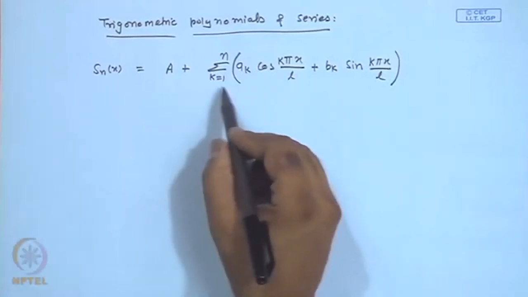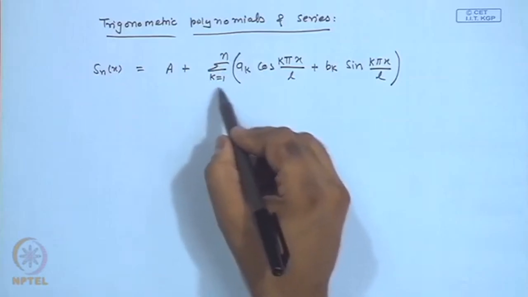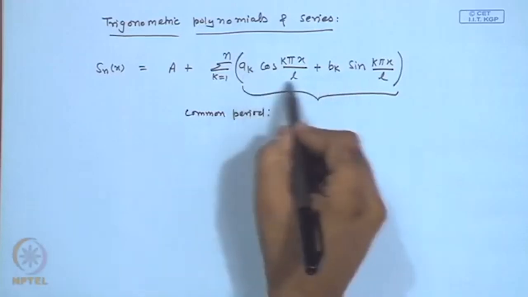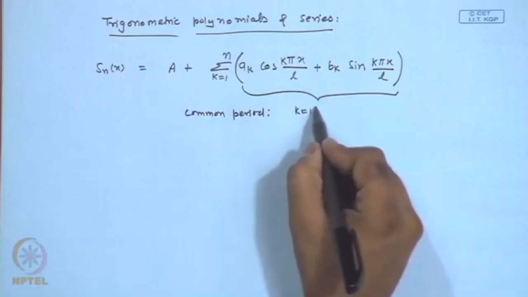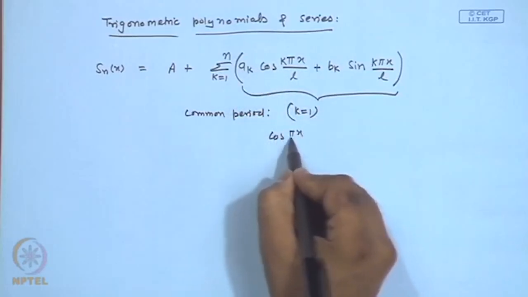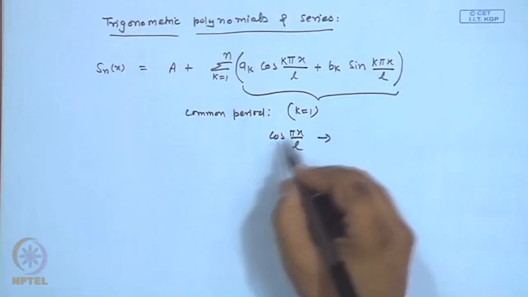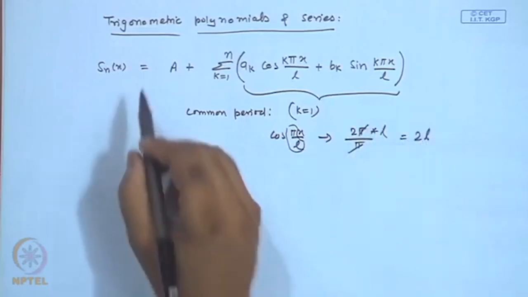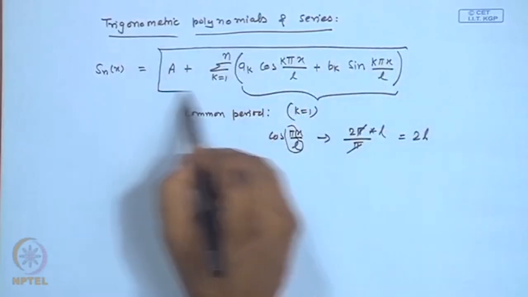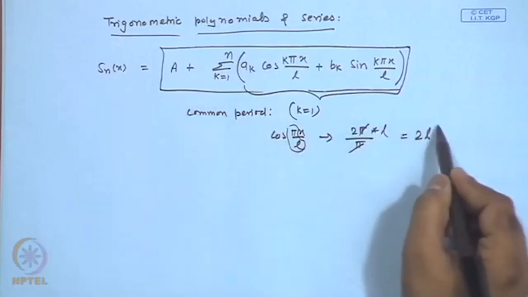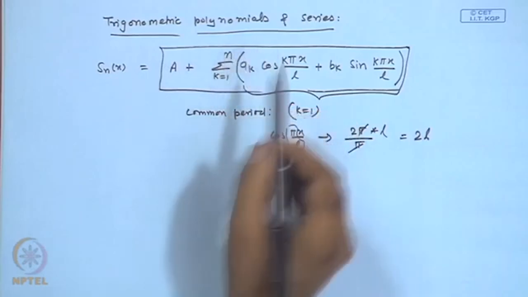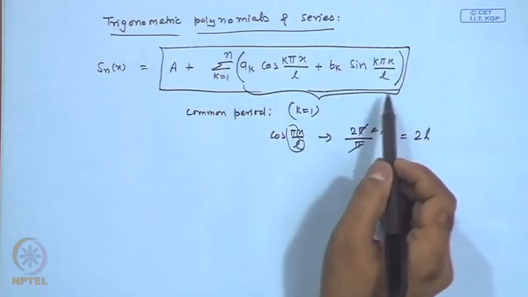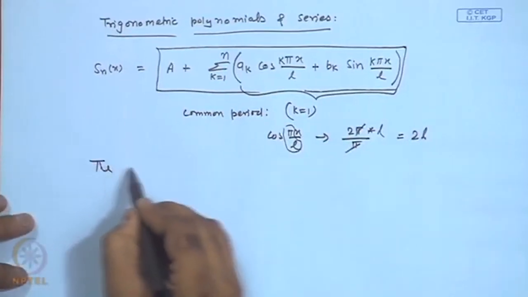So, what is the common period of these functions here? The common period is the largest period, which we get by putting k equal to 1. So, we get cos(pi x over L) and sin(pi x over L), and here the period is 2 pi over this number pi over L, so we have 2L. So, this sum represents a function of period 2L. However, if we keep on increasing this n, this will still represent a function of period 2L. In fact, the result is true for the infinite series as well, if it converges, of course.